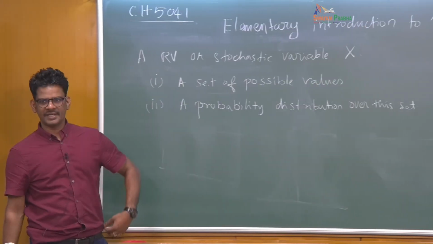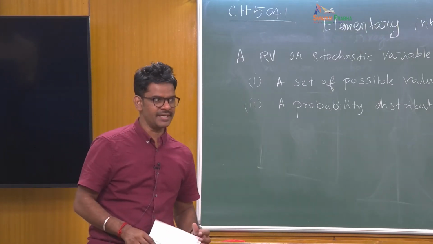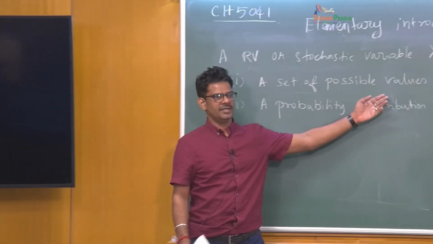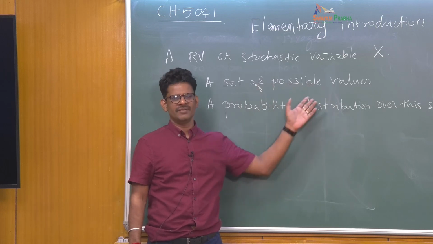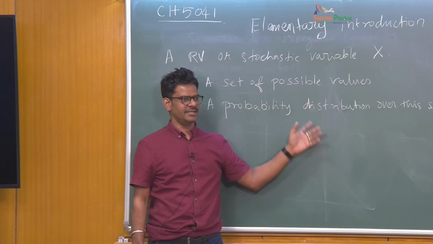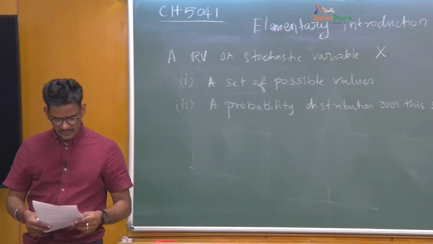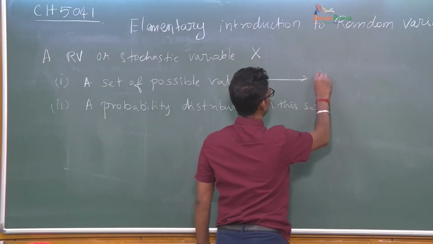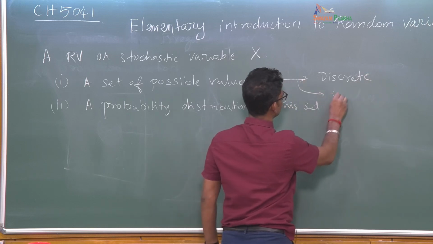So when we try to define a random variable, we need two things. One is we want to say what the set of possible values it can take is, and the second is that these values are taken according to an underlying distribution. Each of these values may not be equally likely. Some values are more likely than others, and that information is given by the probability distribution. Now, this set can be discrete or it can be a continuous set.